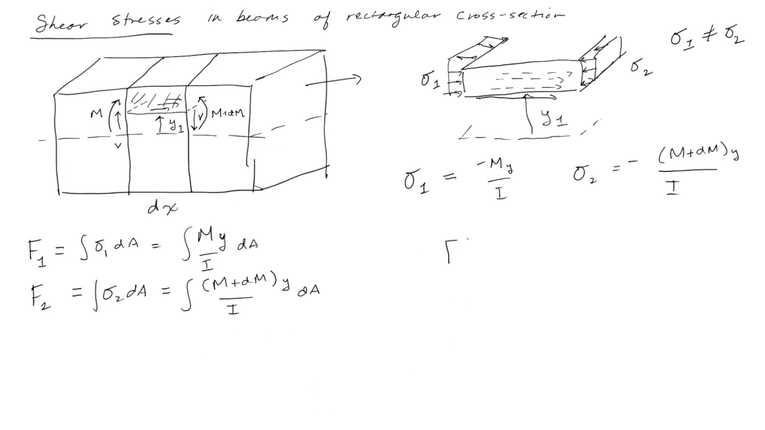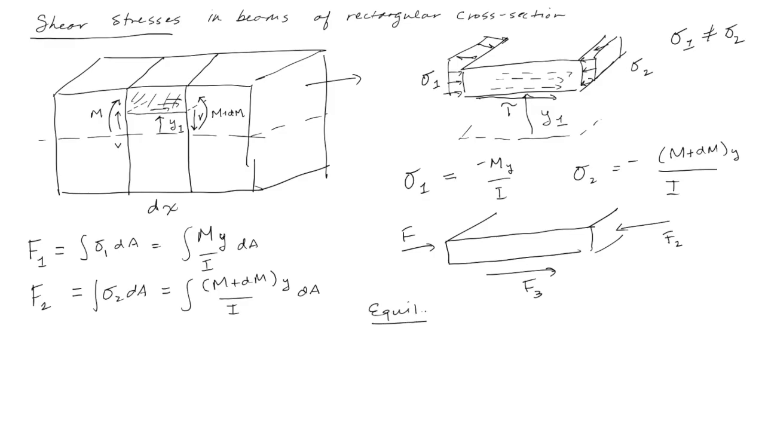If you look at the same block now, but with the resultant forces, we have F1, F2, and then this F3 that's going to be related to tau. Tau's up here. Now, again, let's just look at equilibrium. If we look at equilibrium, F3 is equal to F2 minus F1.